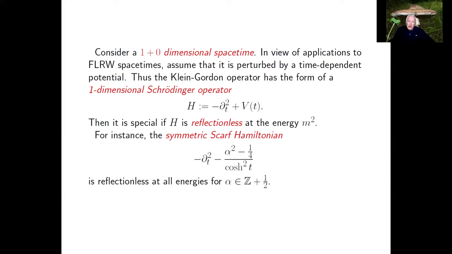Why do you call it Schrödinger? Schrödinger's equation is first order in the time derivative. Well, a Schrödinger operator to me is the Laplacian plus the potential. This is the one dimensional Laplacian. How would you call it?